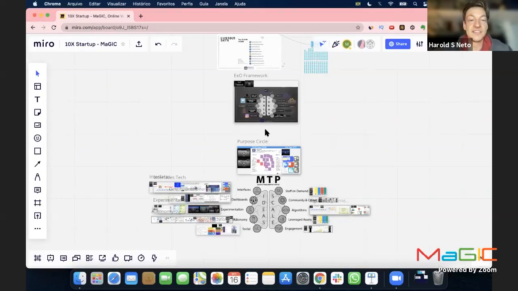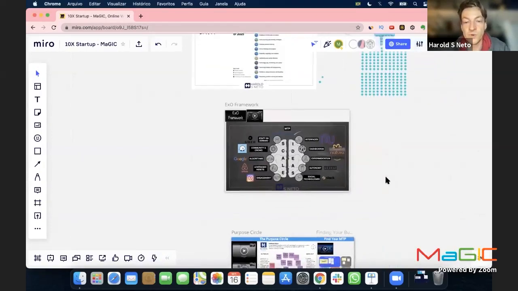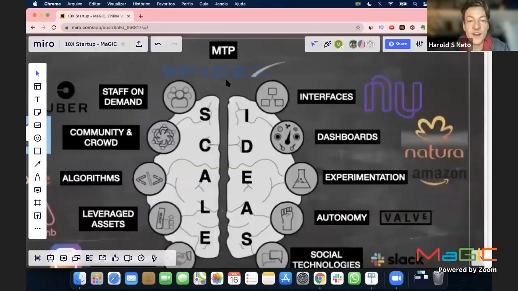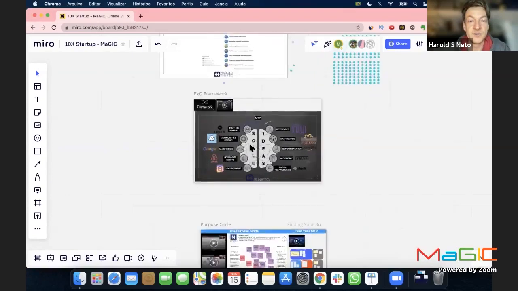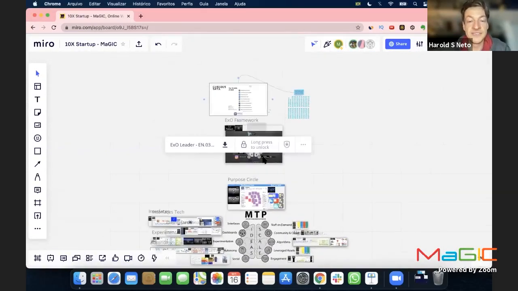And here is the link to this board. Rosalind just shared it with everybody that is in this Zoom call. And how do you navigate here? First, you can zoom in and zoom out. Wherever you're pointing or anything that you click, you're going to zoom around that, okay? So you can zoom in and zoom out.